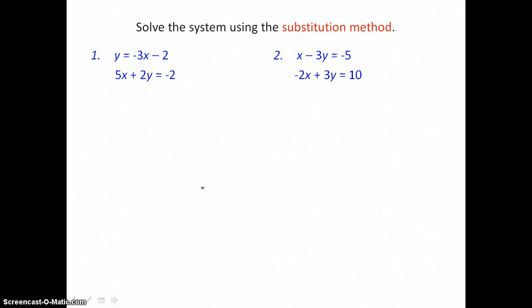And to use the substitution method, we need to solve for one of the variables in the system so that we can substitute into the other equation for that variable. You want to choose a variable with a coefficient of 1 or negative 1. So I'm going to solve for x in this first equation by adding 3y to both sides. Then I can substitute into the second equation for x, 3y minus 5.